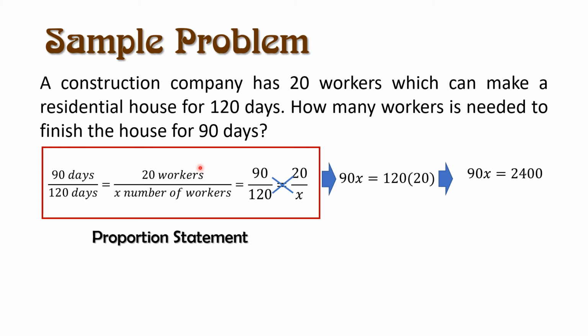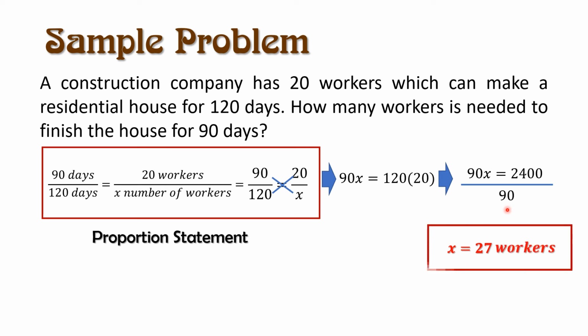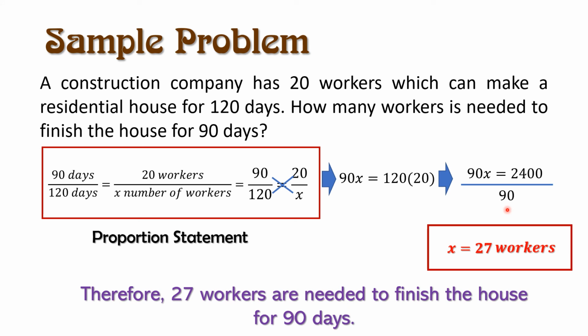And for us to solve for x, we must divide the whole equation by the number beside the x variable, which is 90. And 90 divided by 90, that is equal to 1. So x will be the one to remain on the left side of the equation. Then we divide 2,400 by 90. So by division, that is equal to 27, and the unit is workers. So we have 27 workers, and therefore 27 workers are needed to finish the house in 90 days.